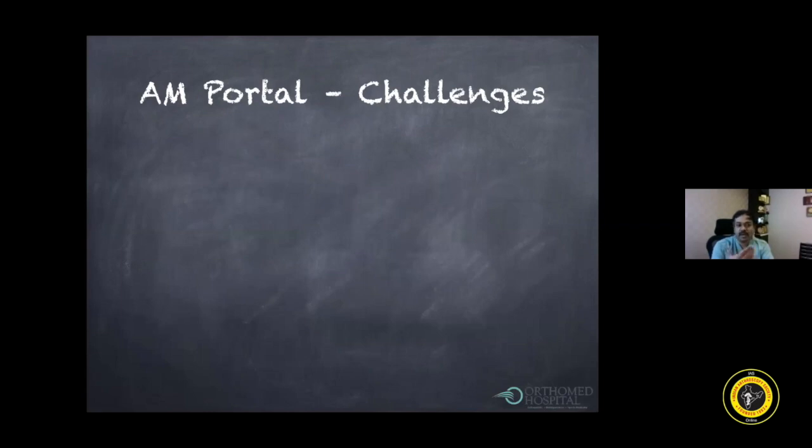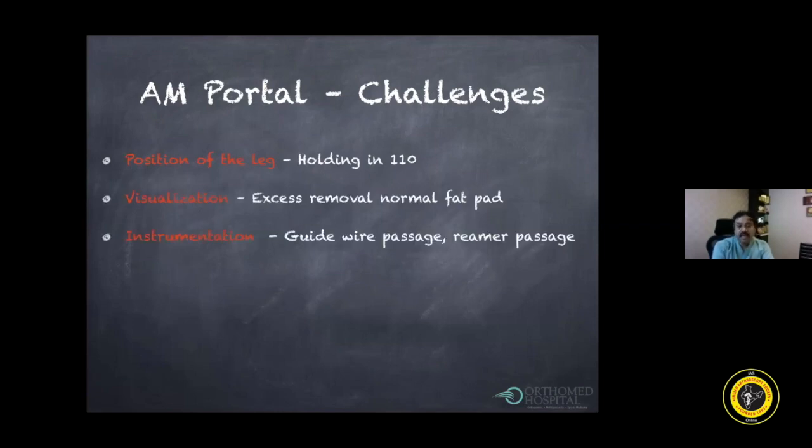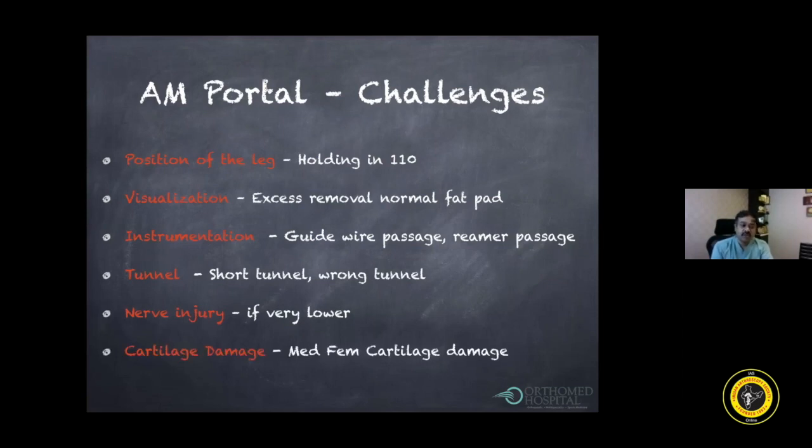So it has a very long list of issues. One is the position, that is, holding at 110 degrees. The second thing is visualization. You need to remove the excess fat, and then the instrumentation, the guide wire passage and reamer passage. And sometimes you can get a short tunnel. So you need to be cautious while making it, and sometimes you will end up making a wrong tunnel because the visualization is from the anterolateral portal and you're guiding through the anteromedial portal. So sometimes the visualization on the lateral aspect might not be very clear. And if you are very low in making the exit, sometimes you can injure the nerve also. And of course, if you are using the reamers and flexing the knee, and you are not very careful, you can damage the medial femoral cartilage also.